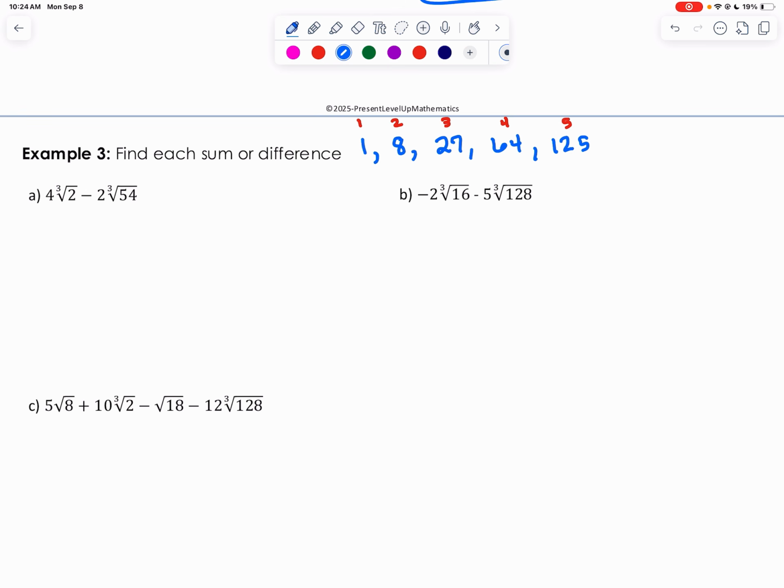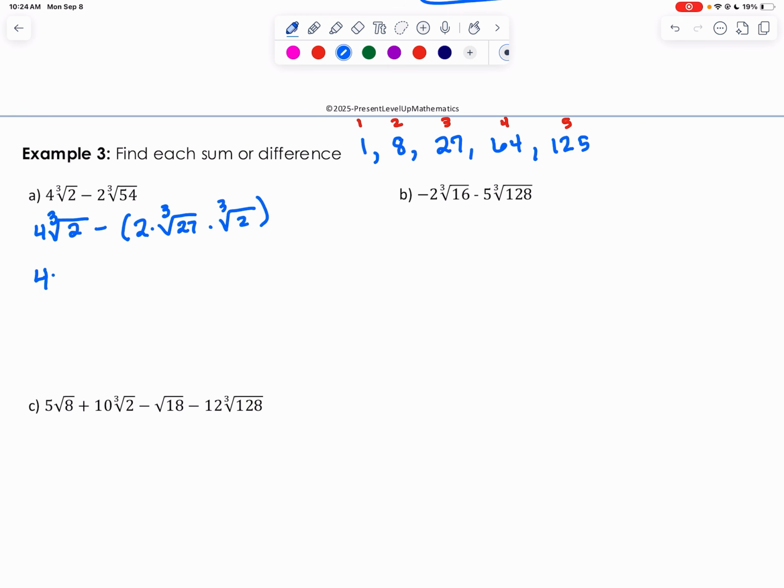So on the first one, we have 4 cube root 2. That cannot be simplified. So I'll write it down. Now, I feel like 2 cube root 54 can be simplified. So I want to see if any of these numbers will go into 54. And I notice 27 times 2 is 54. So I'm going to use 27. So this would be 2 cube root 27 times cube root 2.